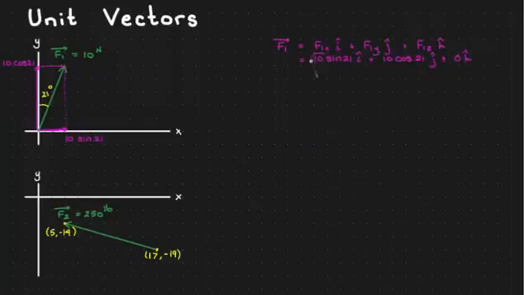I would like to take the two 10s out. So therefore the F1 vector is equal to 10, placed outside the parentheses. What I will have left would be sine of 21 i hat plus cosine 21 j hat plus 0 k hat. And of course that would be in newtons.